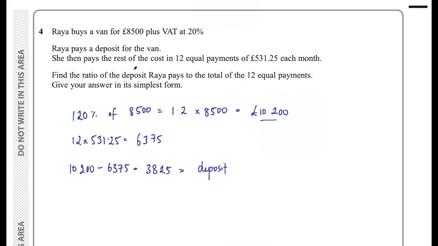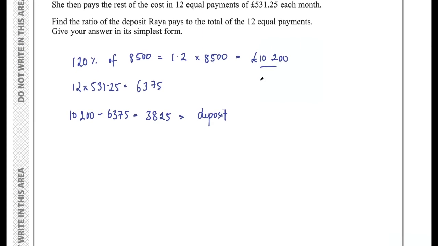So we should say, okay, so this is the deposit paid, and then we need the ratio of the deposit to the 12 equal payments. So we're going to say the deposit to the payments, this is in the ratio of 3,825 to 6,375, and then we need to simplify that because it says give your answer in simplest form.